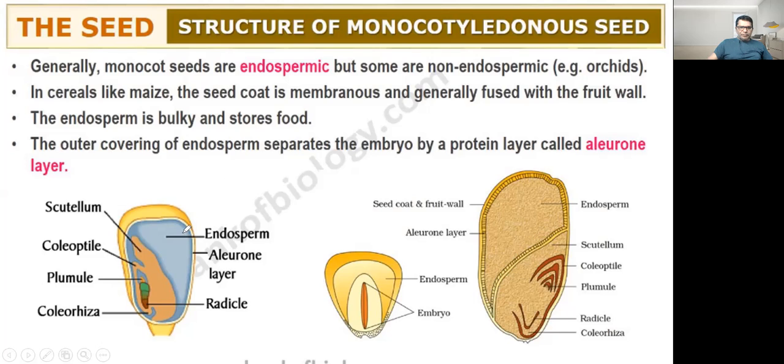So this is the endosperm, and that is called the aleurone layer. This is the coleoptile. Then this is the scutellum. Ultimately, scutellum is nothing but a cotyledon. The coleoptile covers the plumule and the coleorhiza protects the radicle.